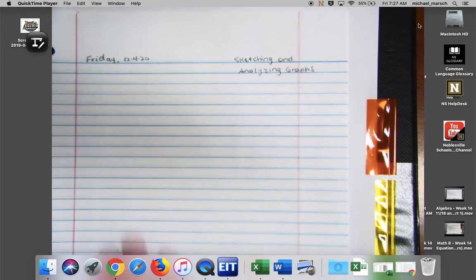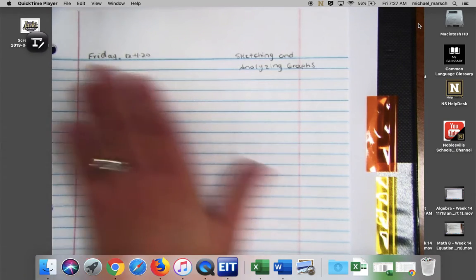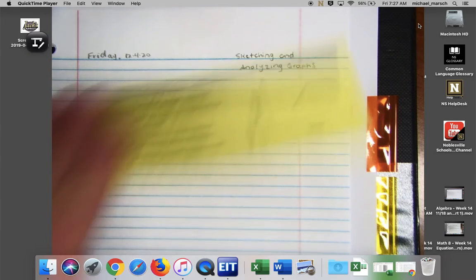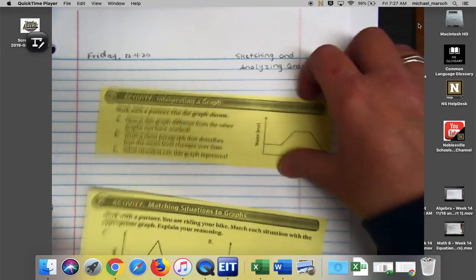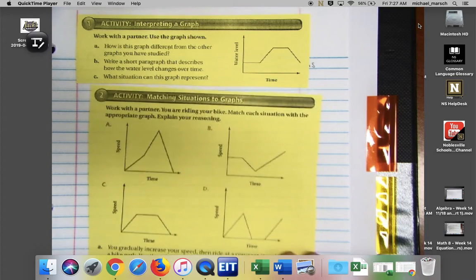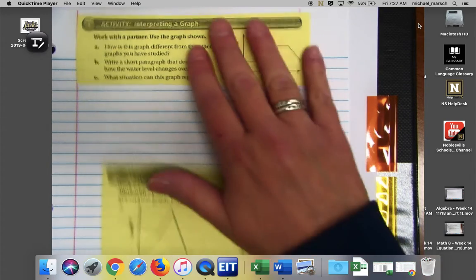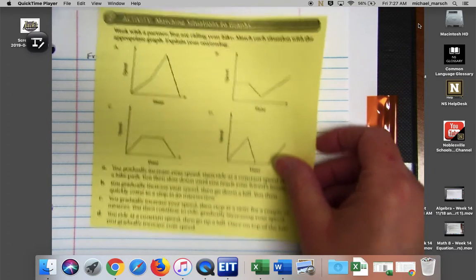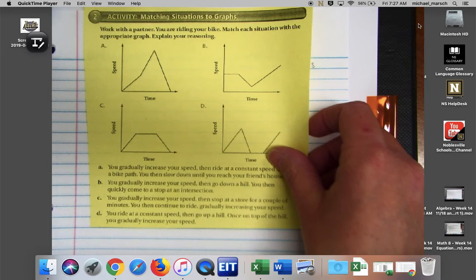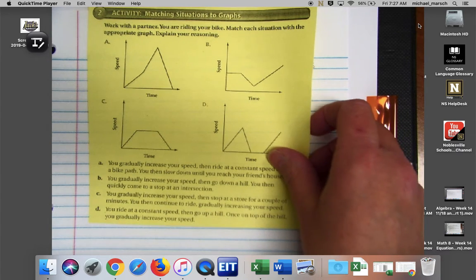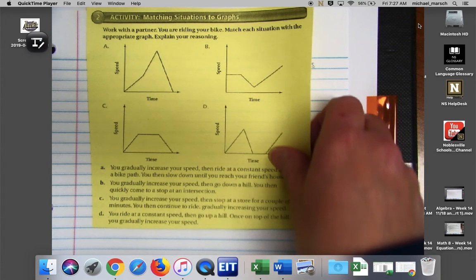What I'm going to have you do is, of course, fill in the date. Today we're going to talk about sketching and analyzing graphs, and these, of course, are graphs of functions. I gave you a yellow piece of paper yesterday. What I need you to do is cut out these two activities. Activity 1 is in the middle of the page, and then all of activity 2 with questions A, B, C, D. So go ahead and pause the video right now, cut those out, and then come back to the video once you have that done, because I'm going to keep on moving.